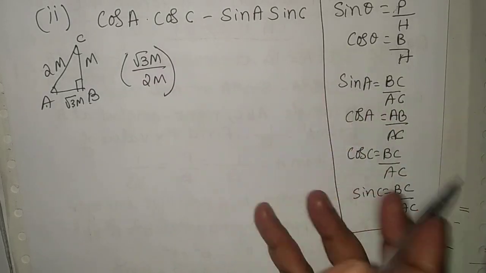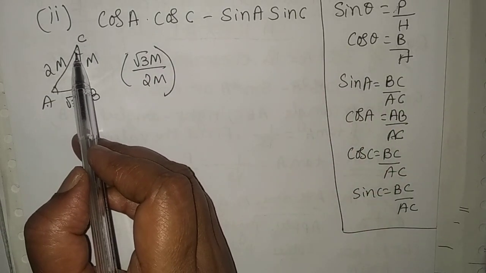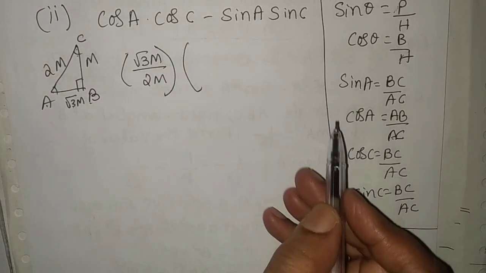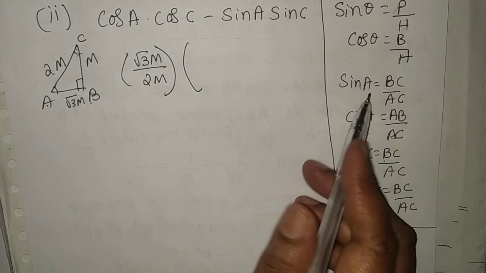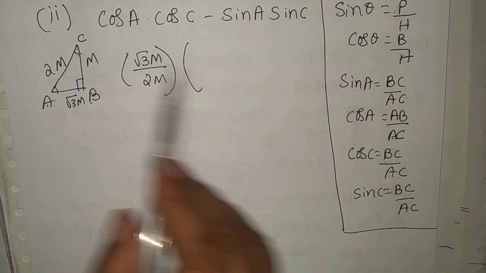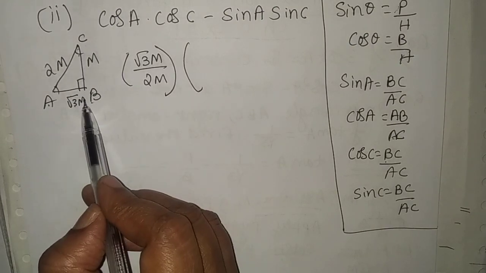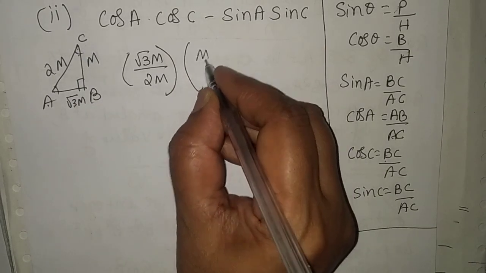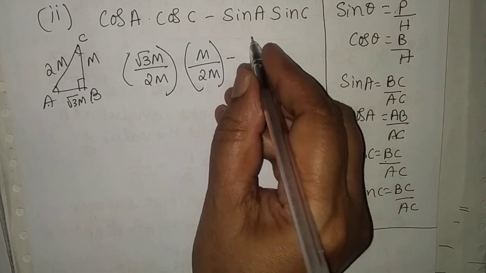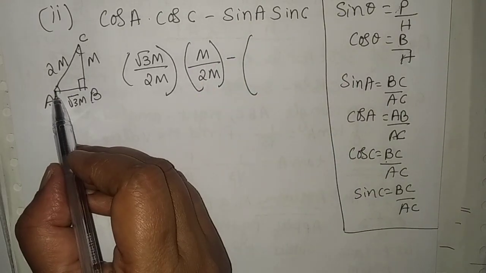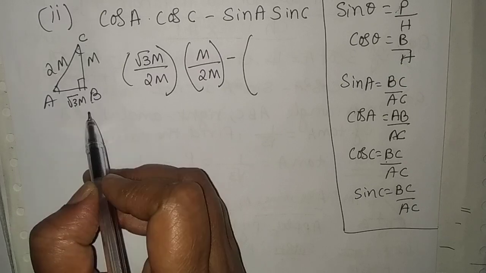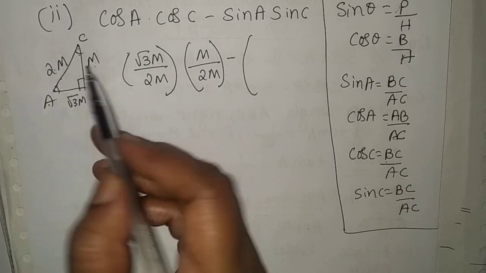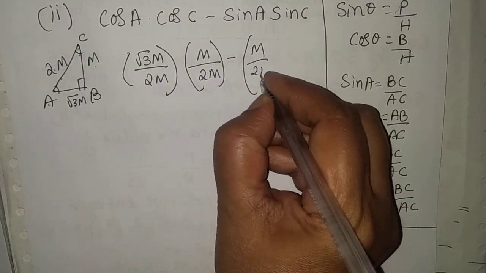Before substituting, just calculate all, whichever angle is given, we have to calculate with regard to those. Then cos C. Cos C will be what? Base by hypotenuse. Base is BC and hypotenuse will be AC. So substitute m by 2m. Then sin A, with regard to this angle, is perpendicular by hypotenuse. This one is perpendicular and this one is hypotenuse, therefore m by 2m.